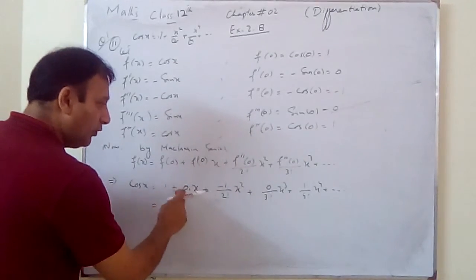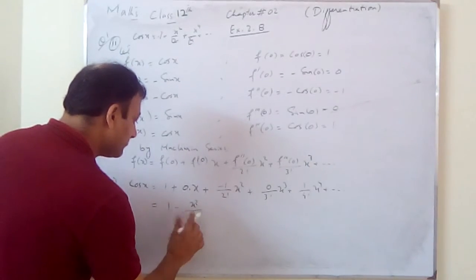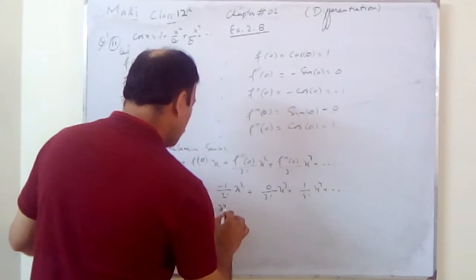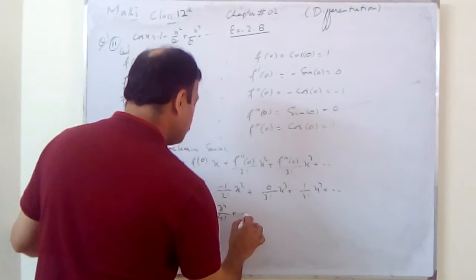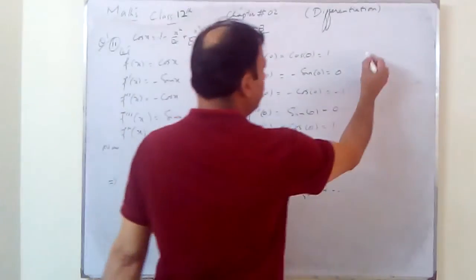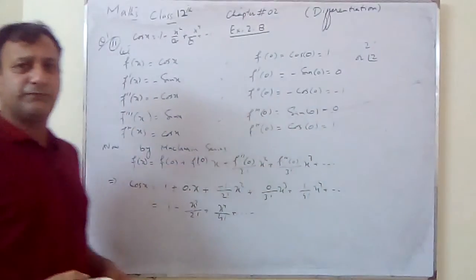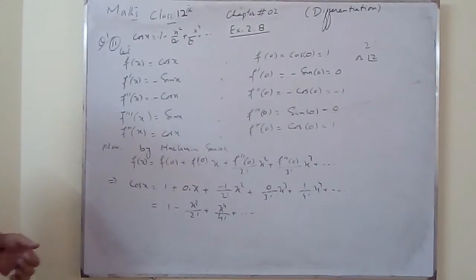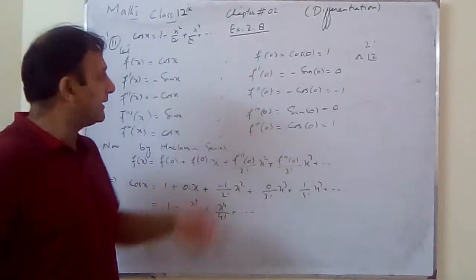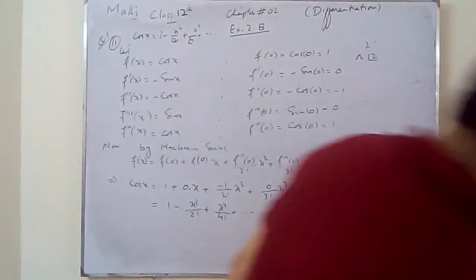So 1 plus 0 minus x square by 2 factorial plus 0 plus x to the power 4 by 4 factorial plus so on. That is exactly equal to this one. Factorial may be written in both ways. You have studied factorial in the first year class. So you may write it in this form, or if you want to write in the other form, that is also acceptable, no issue in that. So I solve one more.